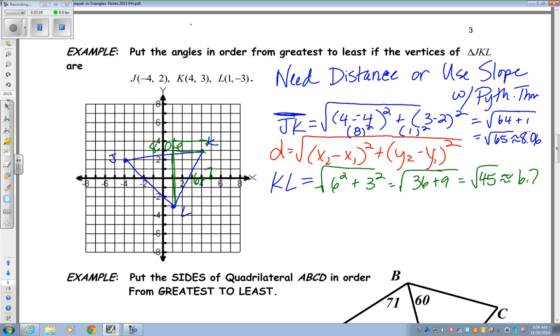I can do the same thing with JL. See if you can find the length of JL right now. You can use your slope if you want to, and Pythagorean theorem, or the converse of Pythagorean theorem.